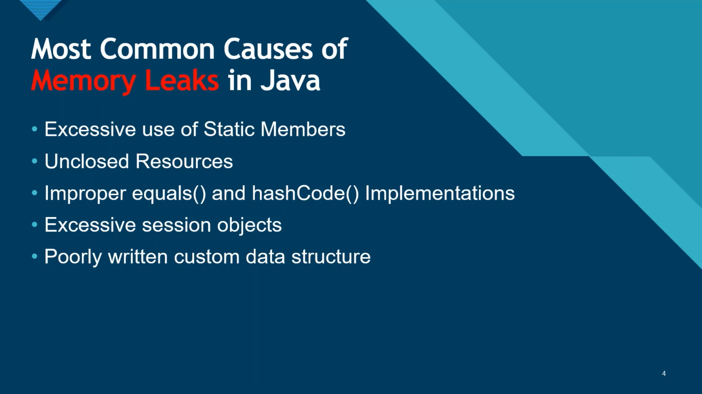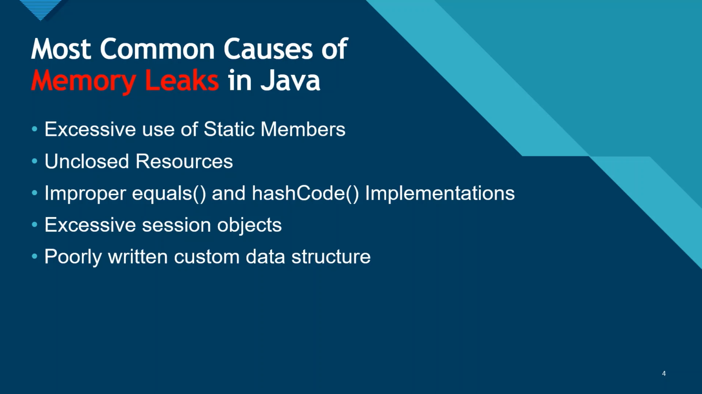The most common causes of memory leaks in Java are excessive use of static members, unclosed resources, improper equals and hashCode implementations, excessive session creation, and poorly written custom data structures. There can be some other causes as well, but these are the most common. In this video, we will target the excessive use of static members.